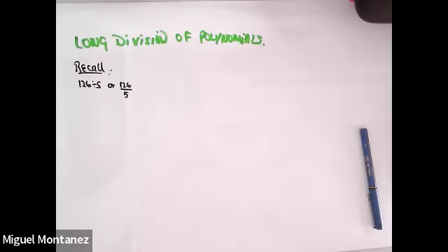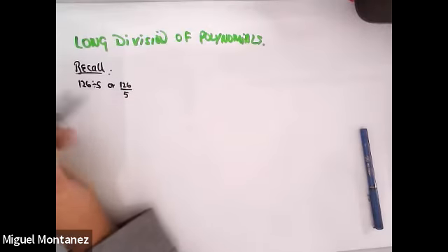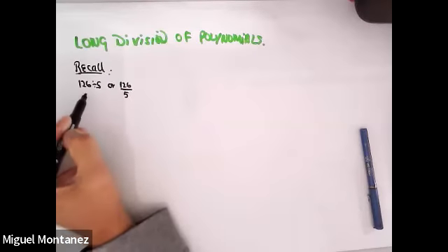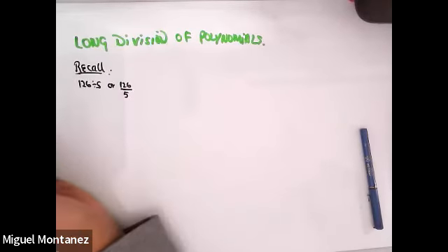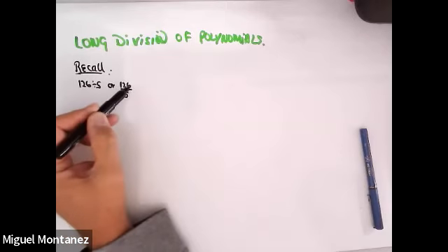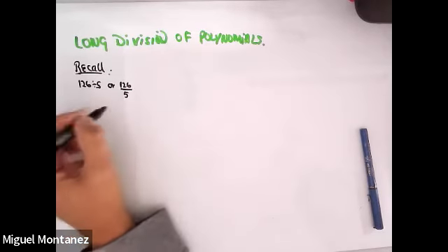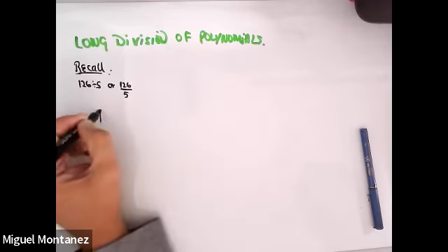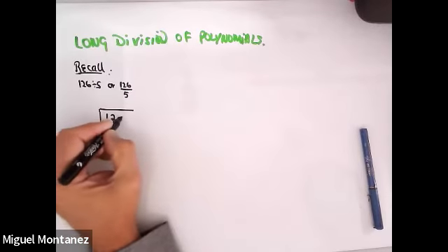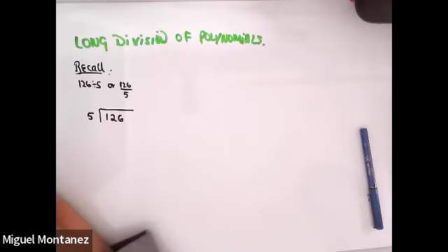Okay, let's review long division of polynomials. Just a quick recall: if we have 126 divided by 5, or of course 126 over 5, we want to do a long division. So we place 126, and we place a 5.